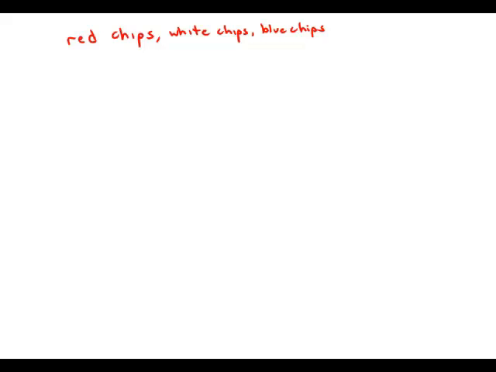A box contains only red chips, white chips, and blue chips. How patriotic. If a chip is randomly selected from the box, what is the probability the chip will be either white or blue? So we want to know the probability that it is white or blue.